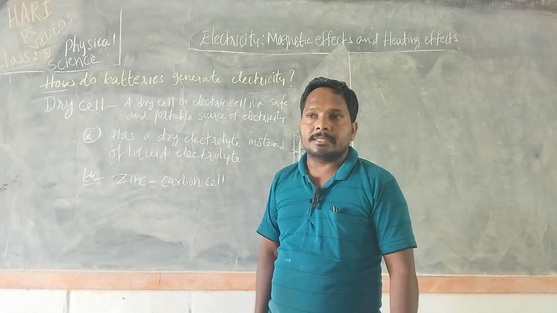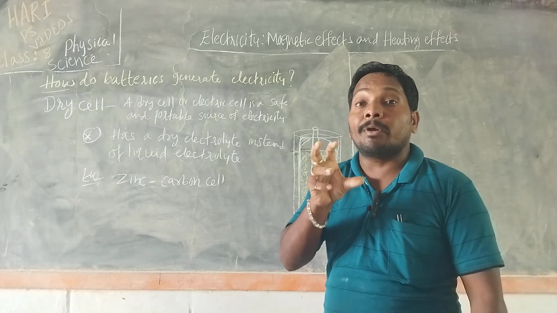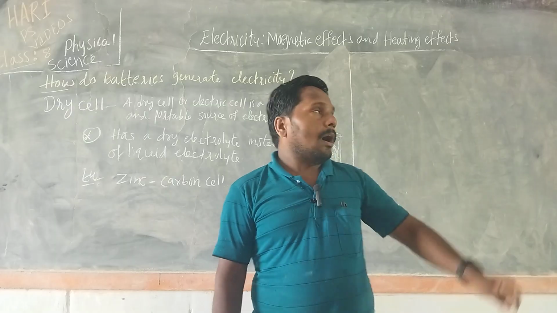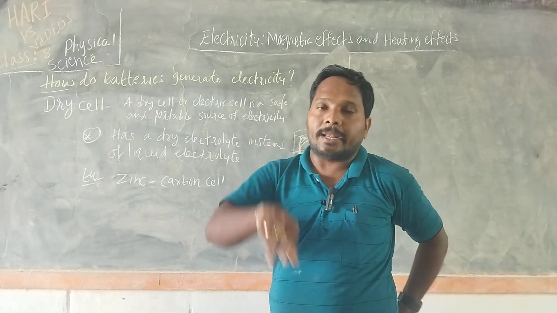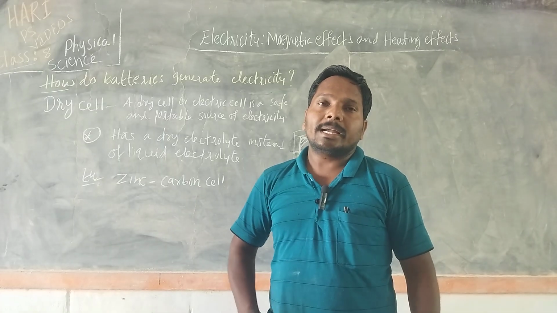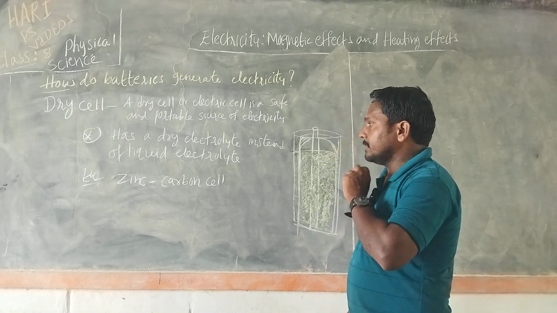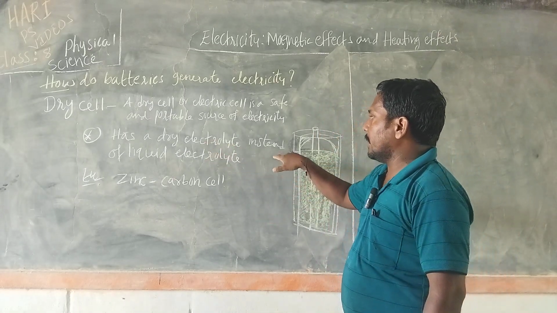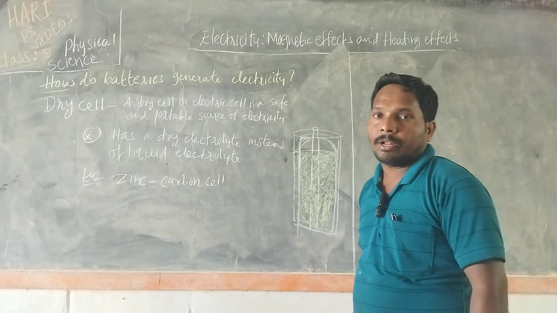Before, whenever we discussed the voltaic cell, there we took a liquid electrolyte like dilute sulfuric acid, or in case of lemons, we took a liquid electrolyte. What is an electrolyte? It conducts electricity. So here, a dry electrolyte is used instead of a liquid electrolyte.